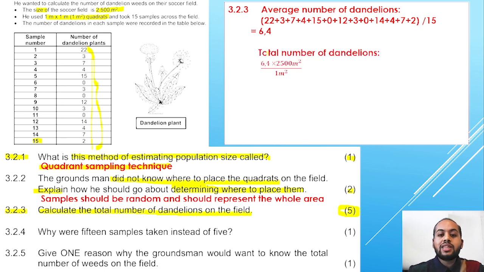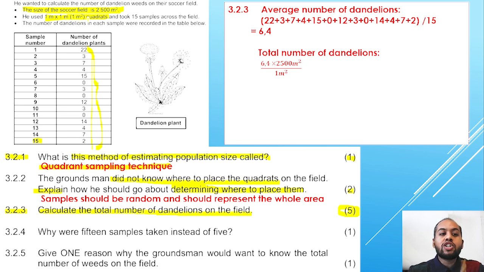The next step, to get the total number of dandelions, you are going to use the formula where you are going to take your average multiplied by the habitat size divided by your quadrant size. So your average multiplied by your habitat size divided by your quadrant size. You calculated the average in your first step, 6.4. The quadrant size here, it was given to you. The size of the soccer field is 2,500 meters squared. Divided by the quadrant size. They gave you the quadrant size in the question and the area was 1 meter squared.